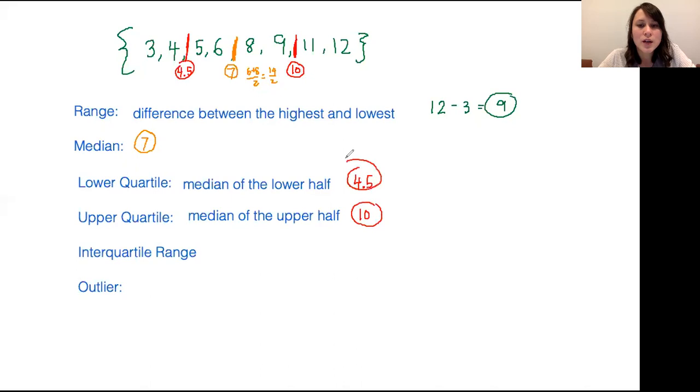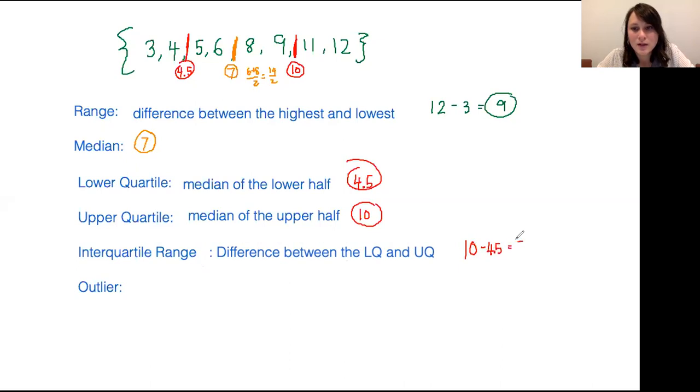And then your interquartile range is really just the range between the quartiles. So it's the difference between the lower and upper quartile. So that's the difference between the lower quartile and upper quartile. And so I could subtract, 10 minus 4.5, and that's 5.5.